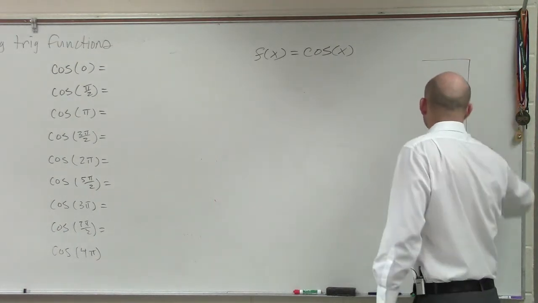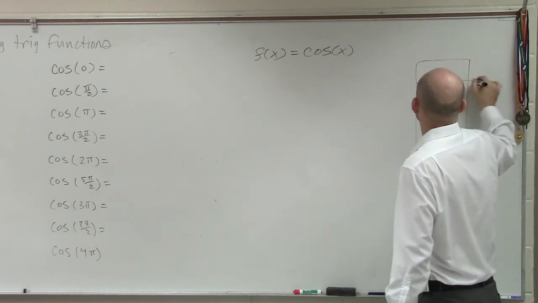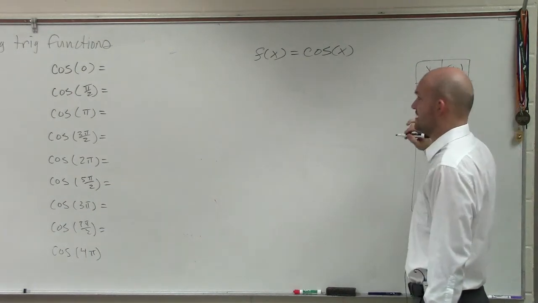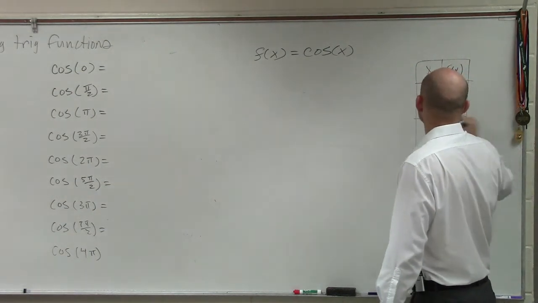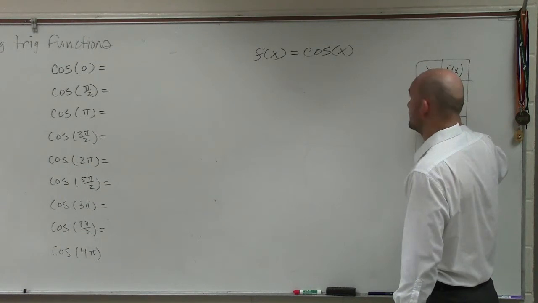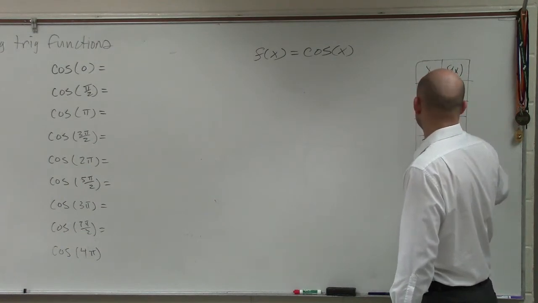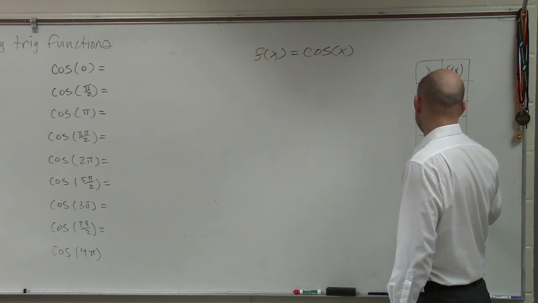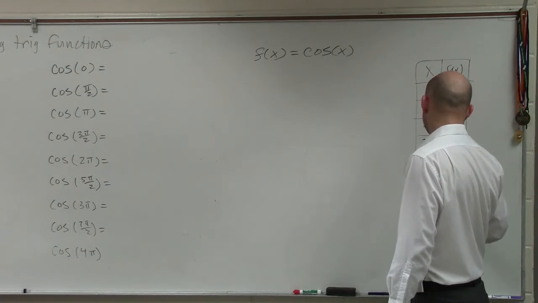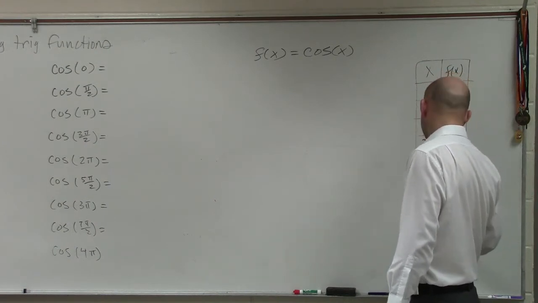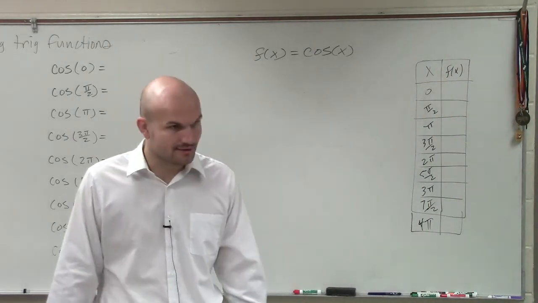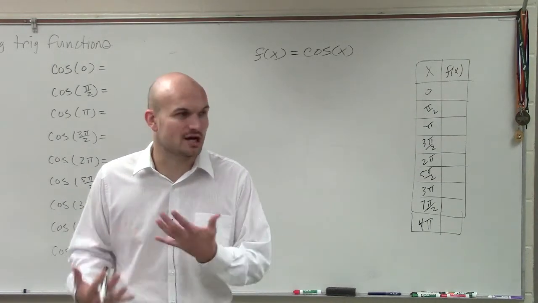So we can create a table of these values. We can write x and f of x. Let's see if I can divide this correctly. So we had 0, pi halves, pi, 3 pi over 2, 2 pi, 5 pi halves, 3 pi, 7 pi over 2, and I messed up. I need one more, and 4 pi. OK? Now we just need to determine what the output value is, right? So that's what I asked you guys to try to do without talking about input and output.